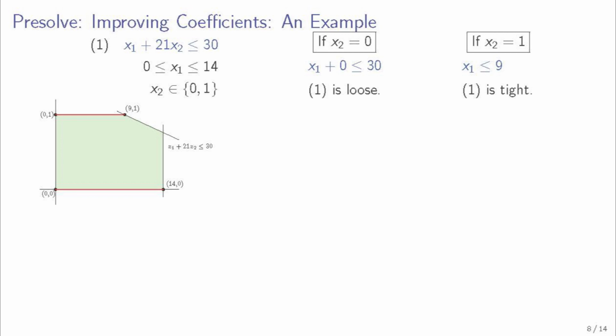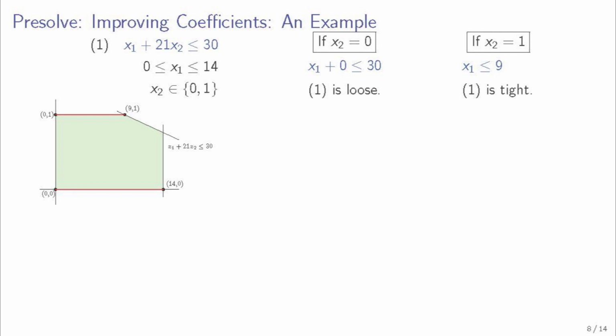So if I set my binary variable to 0, then this first constraint here says that x1 is less than or equal to 30. So that's the constraint. That's this blue constraint up here. But because I have also an upper bound of 14, the way where this blue constraint intersects the horizontal axis is at 30. So that's very loose. On the other hand, if x2 is equal to 1, then you do the arithmetic and x1 is less than or equal to 9, so that actually cuts off something here.